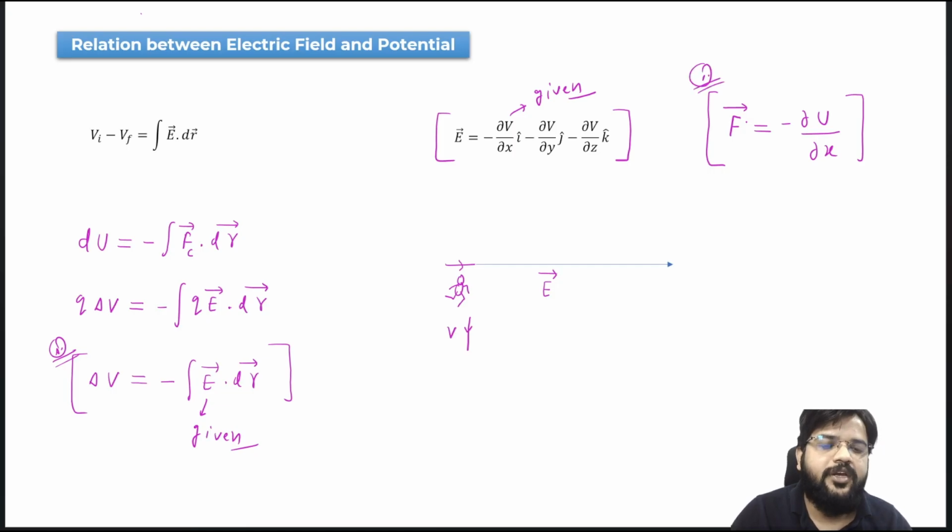And F can be written as what? It is qE. Del U can be written as what? It is q del V. q will get cancelled out and you will get the relation between electric field and the potential. So when V is given and we want electric field, then use this relation everyone. And when E is given and you want change in potential, then use this relation, correct? So keep both these relations in your mind everyone, note them down and give me a thumbs up.